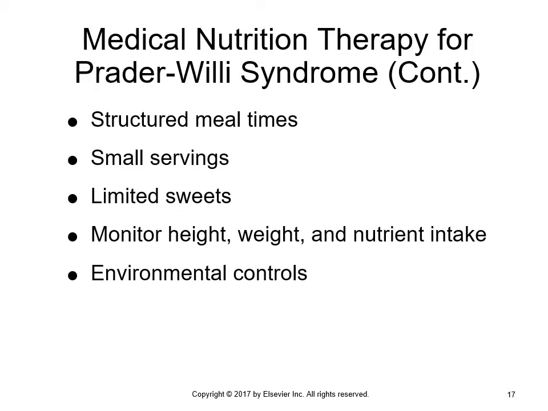So again, other things to help benefit and control this condition. Structured meal times, so having a planned anticipation for when meals will occur. Small servings with limited sweets, monitoring height, weight, and nutrient intake, and environmental controls, which is the fancy word for putting locks on cabinets, freezers, fridges, etc.